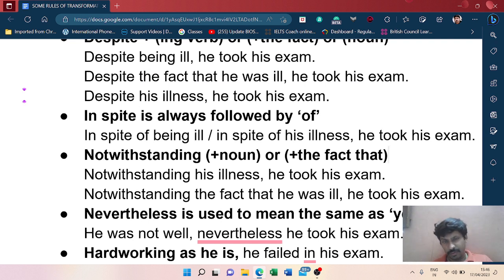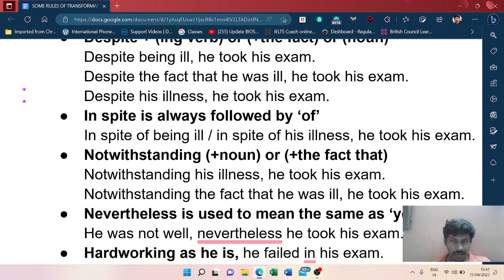So notwithstanding is followed by noun or the fact that. See? Notwithstanding his illness, he took his exam. So in every single case, the sense is exactly the same, only the applications are different. Notwithstanding his illness means noun. Next one, notwithstanding the fact that. So either you have to add the phrase the fact, or you have to use the noun illness with notwithstanding, which is not followed by any preposition. And then the comma is mandatory. After giving the comma, you add the next section of the sentence.